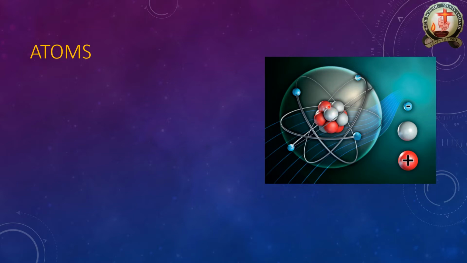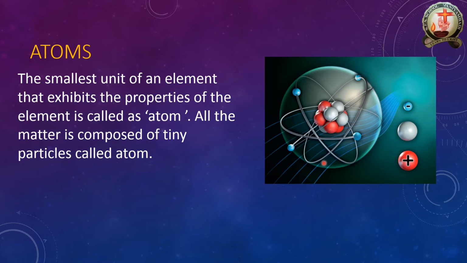An atom is a very small, tiny part. It contains one nucleus, and around the nucleus one particle revolves. That particle is called the electron. The electron contains a minus charge. The nucleus contains a plus charge. The whole system is called an atom. The smallest unit of an element that exhibits the properties of the element is called an atom.